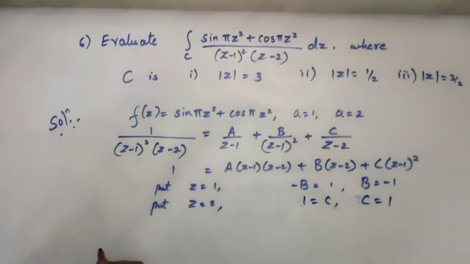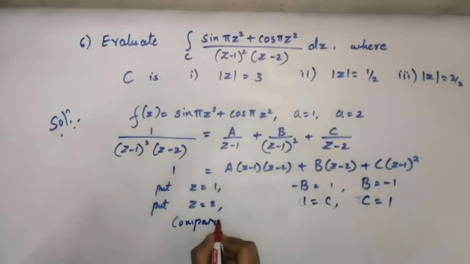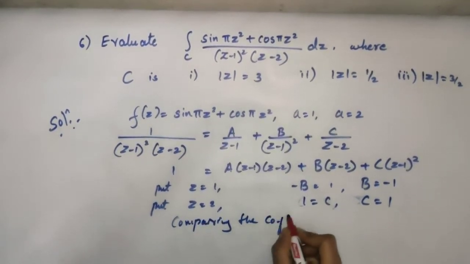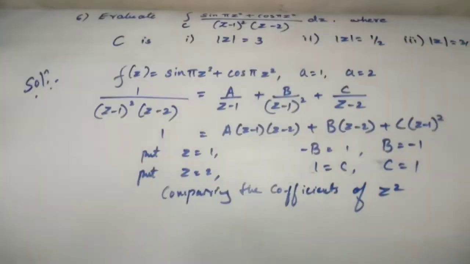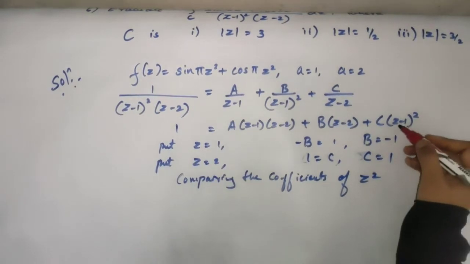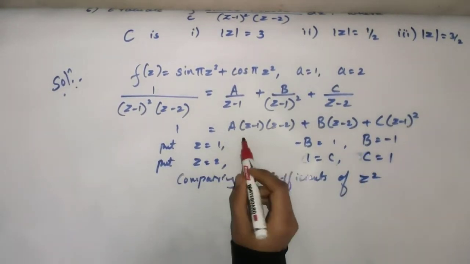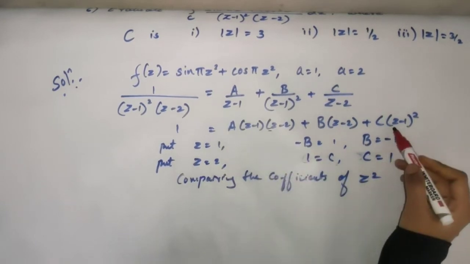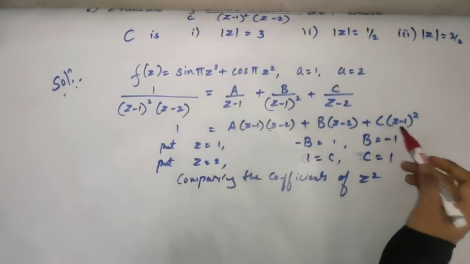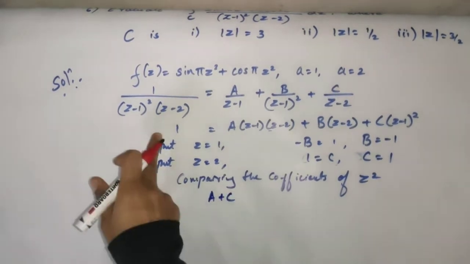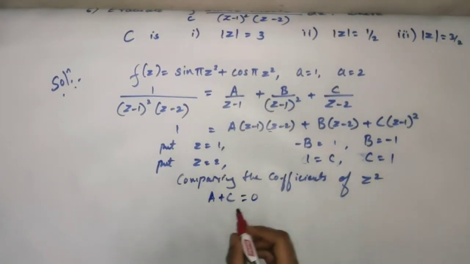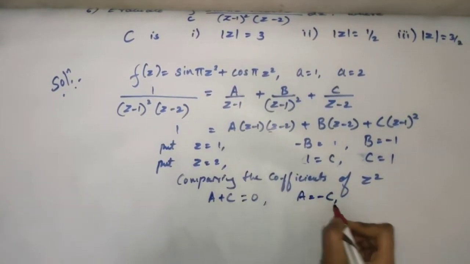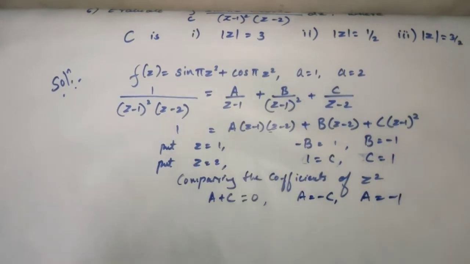Now further we'll compare the coefficients of z square. So you see, where you are getting z square, it is with c and it is with a. If you multiply z into z, you get z square, and you expand this bracket, you will have z square. So a plus c, and since there is no z square on the left hand side, it must be equated to 0. So a plus c is 0, or a equals minus c, or a equals minus 1, because c is 1.